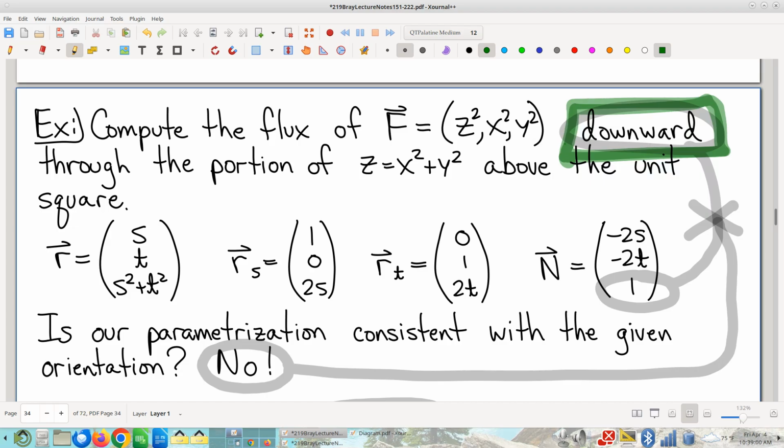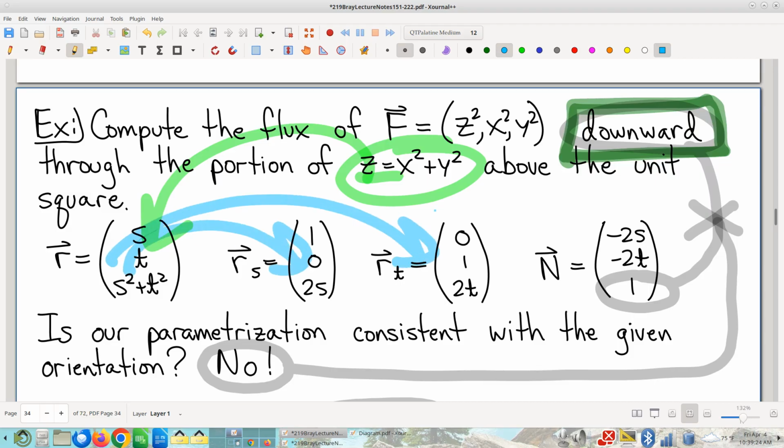So downward is just a tool for distinguishing between the two options. It's unambiguous in that distinction. We'll talk more about the language in a couple of minutes here. But okay, so I'm supposed to parameterize this downward. Now let's proceed as we do. Our surface is a graph, so we're going to use the graph parameterization. And then we play the usual game. We take the partials and we take the cross product, and that gives me my normal vector.